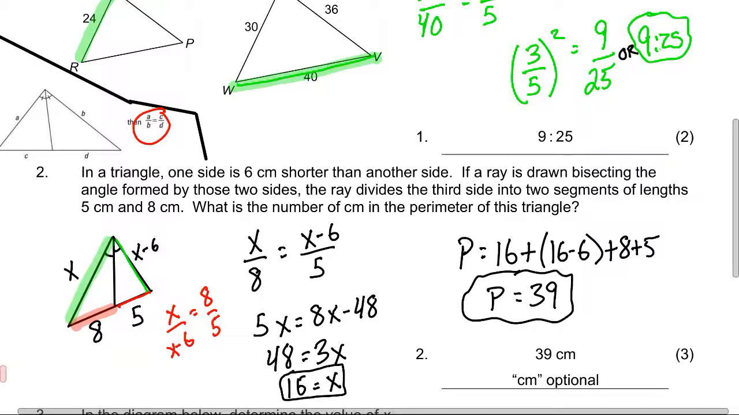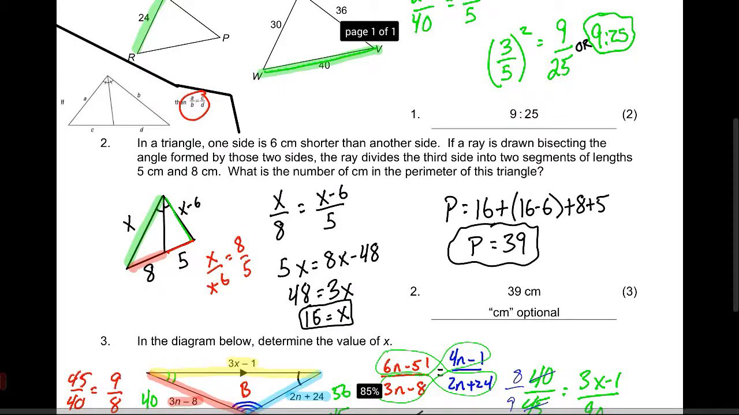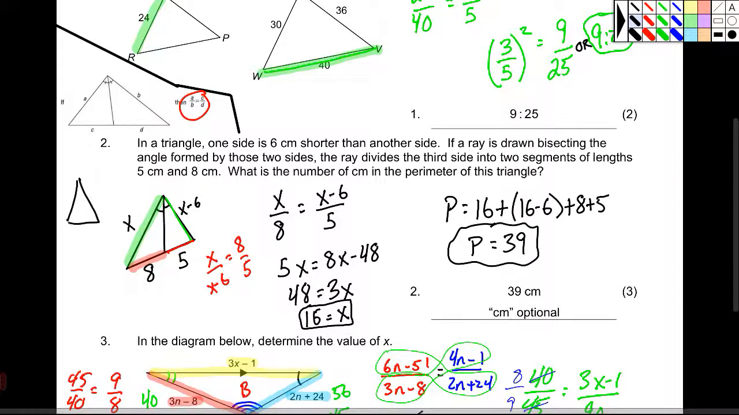Okay. So what I noticed a lot of students were doing, writing a triangle like this, calling this x minus 6, and they were calling this side 5 and 8. And they even knew this too. They knew what a bisector does. It splits an angle into 2 congruent angles.